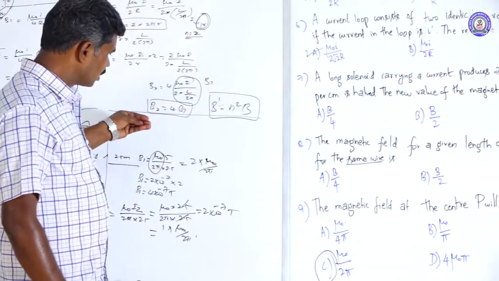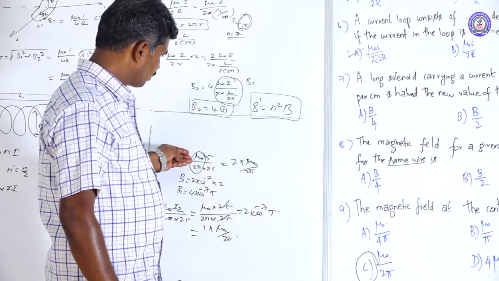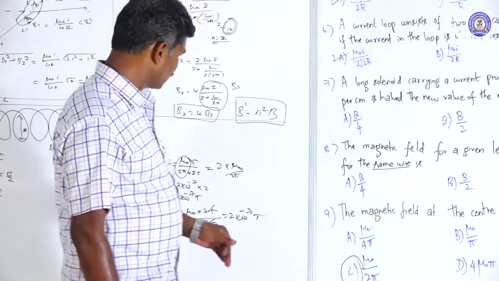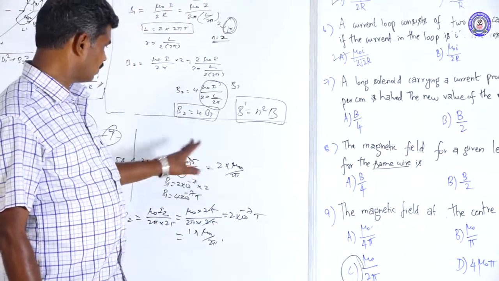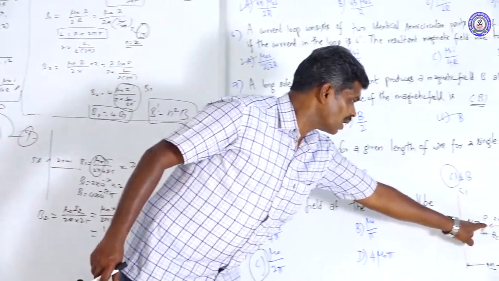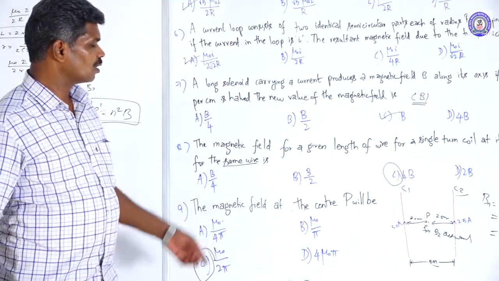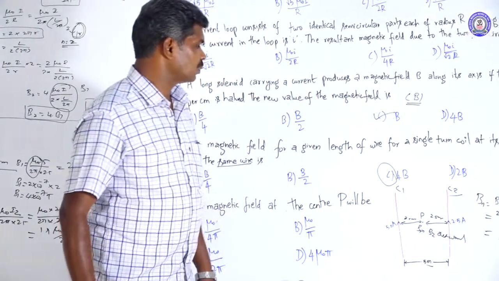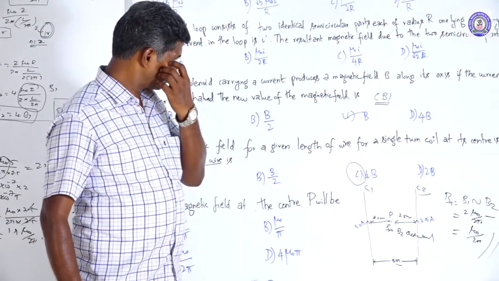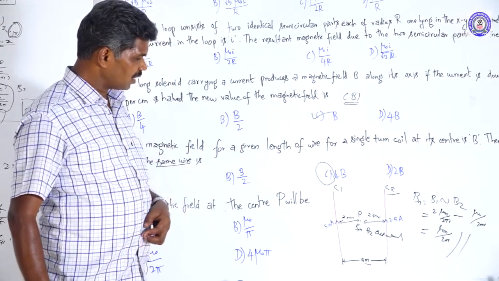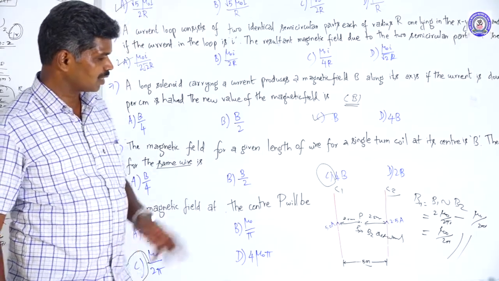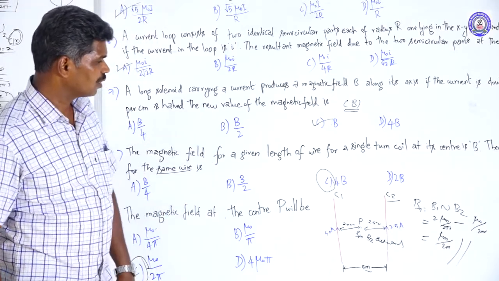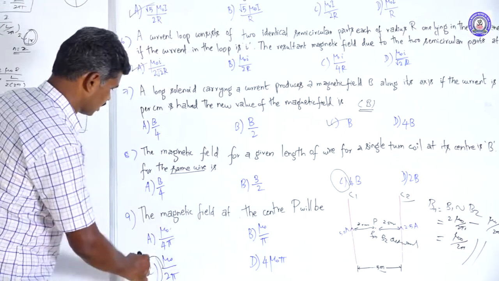If you substitute mu naught by 2 pi, we would take 2 into 10 to the power minus 7. But in our options, mu naught by 2 pi is placed common. That's why the first conductor produces a magnetic field at the point P of 2 into mu naught by 2 pi. The second conductor produces mu naught by 2 pi. But the first conductor produces the inward magnetic field and the second conductor produces the outward magnetic field. That's why the magnetic field due to the first conductor minus the second conductor is mu naught by 2 pi, our answer. That is the third option.